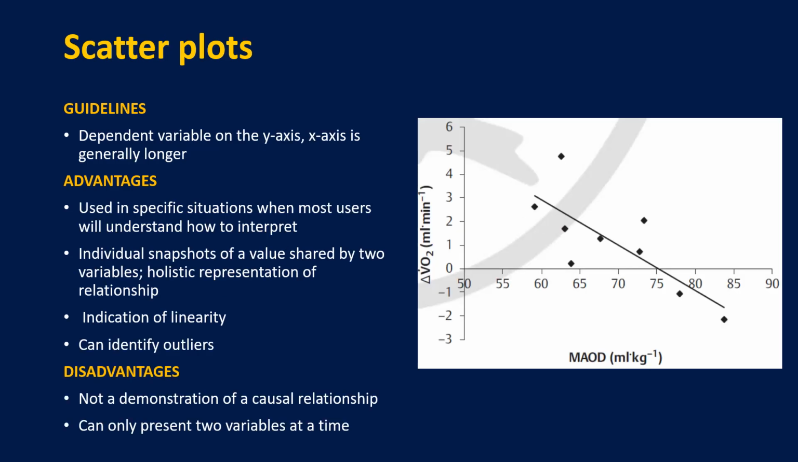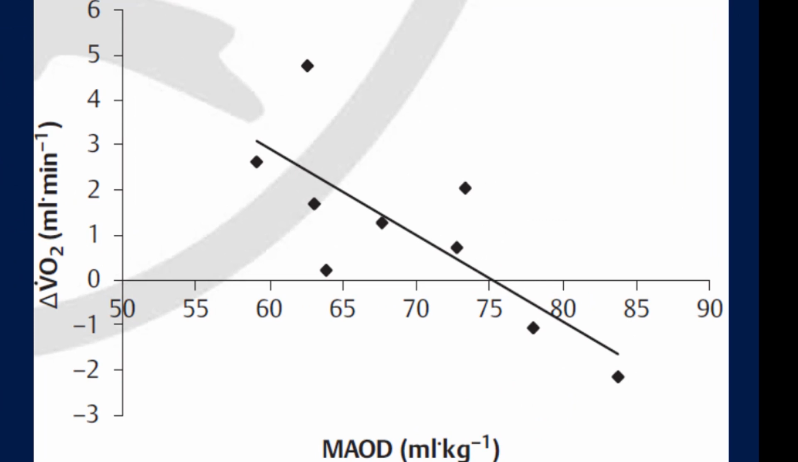Scatter plots are really only used where you are comparing two variables, and these are used for associations. Whether you're using multiple regression or a correlation, you would generally perform these, for example, if you've run a Spearman's or a Pearson's correlation. Your dependent variable is always on the y-axis, and the x-axis is generally formatted longer. So here our dependent variable is our delta VO2, and our independent variable is the maximally accumulated oxygen deficit.